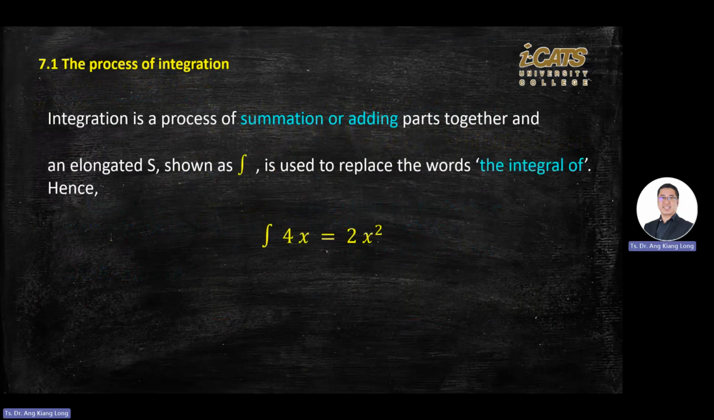Okay, so you will see you need to use this integrate sign. Integrate of 4x equals 2x squared. So how do you get this? There is a general formula for integration.